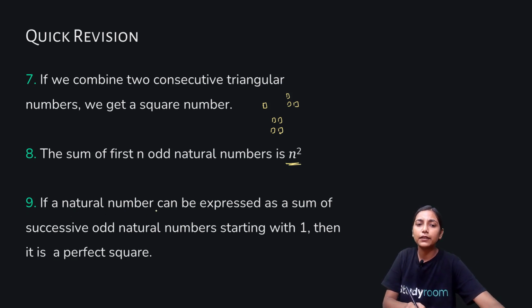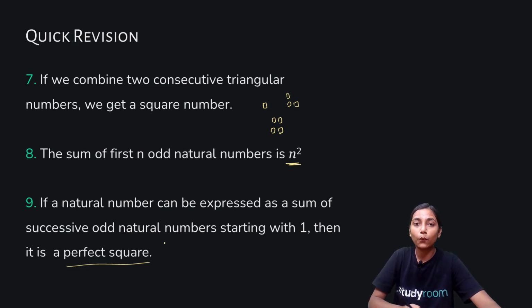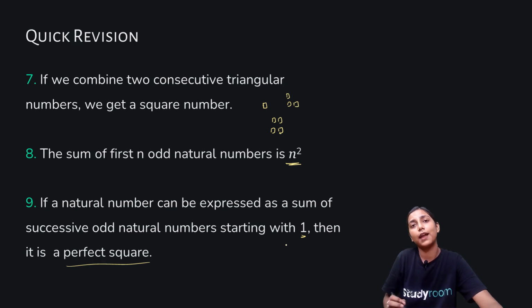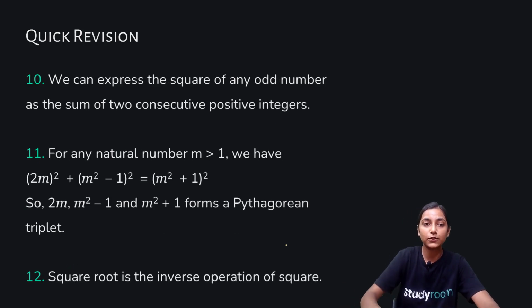If a natural number can be expressed as a sum of successive odd natural numbers starting with 1, then it is a perfect square. So this was one of the methods of finding whether the given number is a perfect square or not. We checked whether that number can be written as the sum of successive odd natural numbers starting with 1. How did we do it? First subtract 1, then subtract 3 from the result. Similarly, subtract 5, 7, 9. If we get 0 at the end, then that is a perfect square. If we don't get 0, then it is not a perfect square.